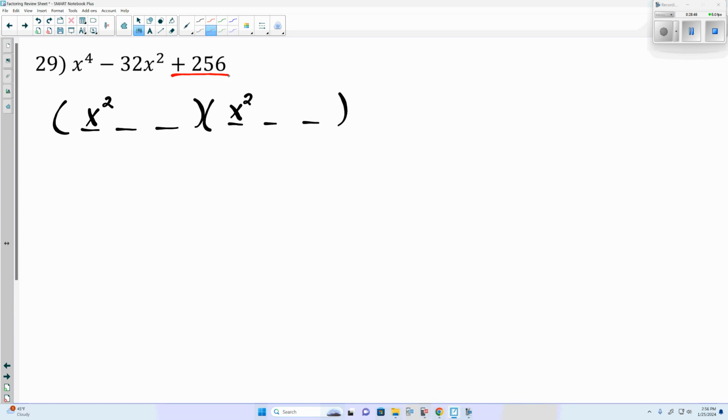That would give us x to the fifth. x to the third and x, possibly, but we would need other variables for that to work, because we would need an x cubed term and an x term for that to work. Does that make sense? And at that point, we would be factoring by grouping. Now, our signs still follow the same rules. Since the third term is positive, the signs are the same, and they match the sign of the middle term, which would be negative and negative. Factors of 256.